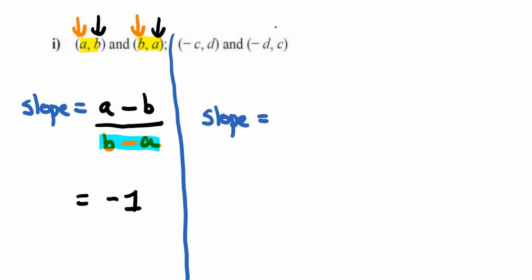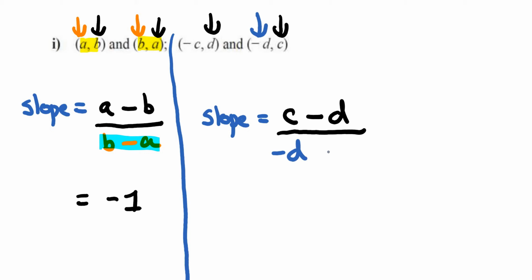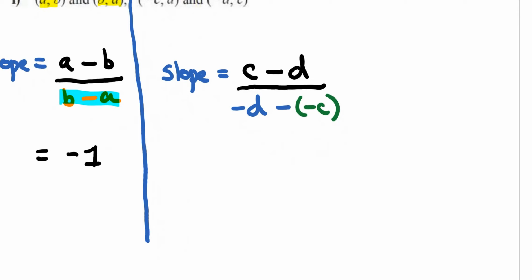Okay, so this is going to be y2, which is C, minus y1, which is D, so C minus D, all divided by x2, which is -D, minus my x1, which is -C, so bracket -C. All right, so this one here, we're dealing with a few more negative signs, so let's go ahead and simplify this. The top is going to be C minus D, divided by -D, and then a minus sign gives you plus C.